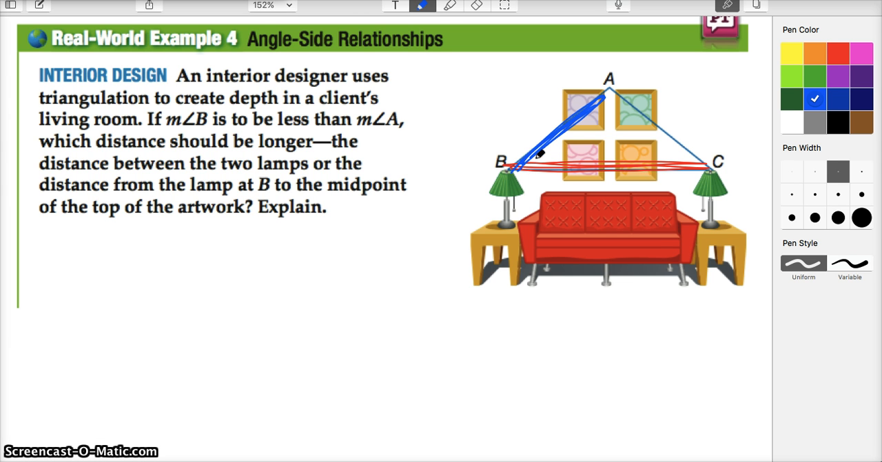Well, if this is increased, we know that this angle increases. And if BA increases, what that does is that increases C and doesn't necessarily have a desired effect on B. So it would make sense that if we can increase the distance between the two lamps, we would effectively make this the largest angle, therefore ensuring that B is less than the measure of angle A. I think that's all I got to say about that. Hopefully that makes sense, guys.